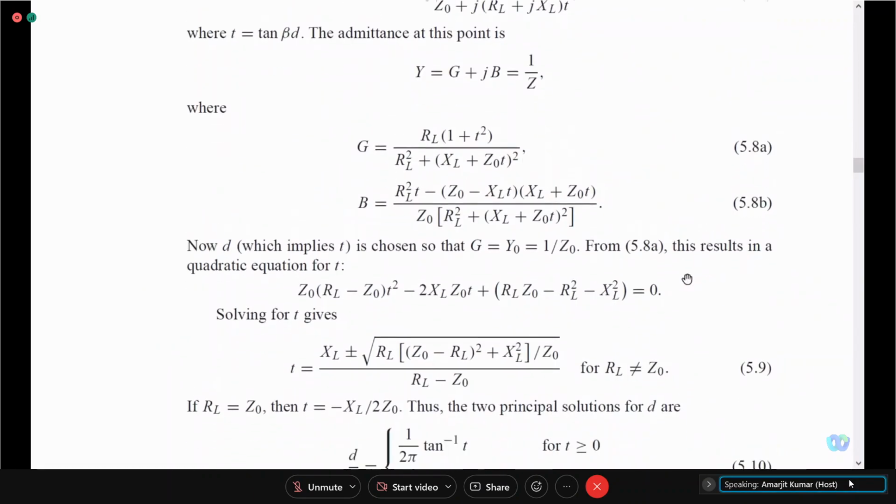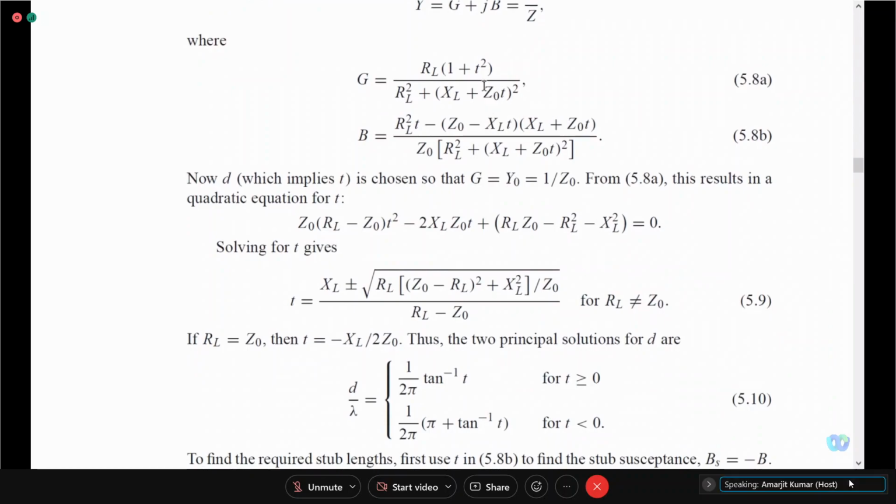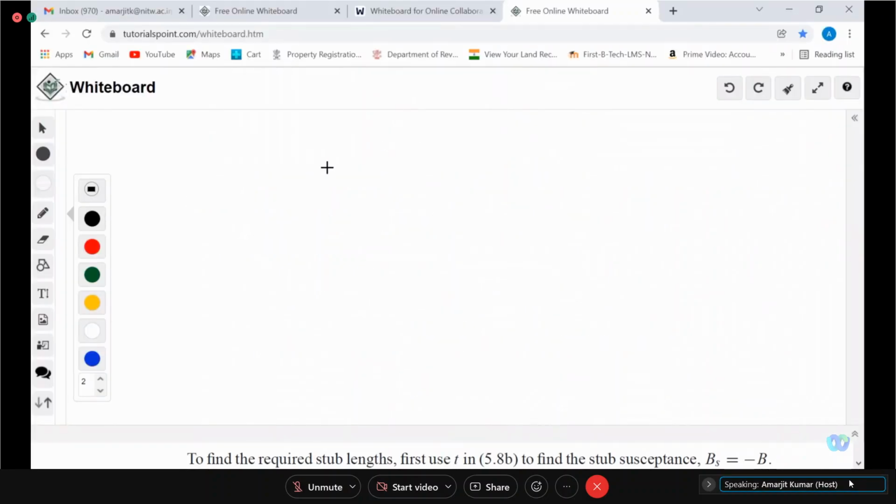G is equal to tan beta d, RL into 1 plus T square, over RL square plus XL plus Z naught T. So G is the conductance, the real part of Y: RL into 1 plus T square, and T is basically tan beta d here.